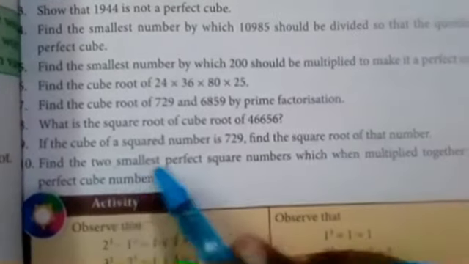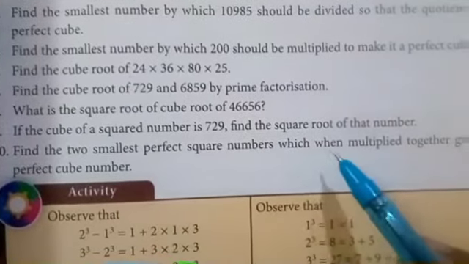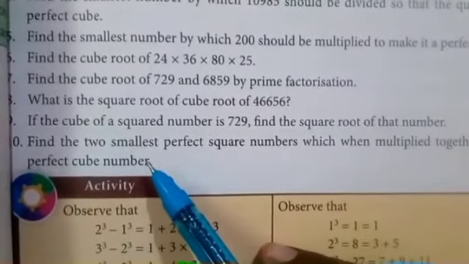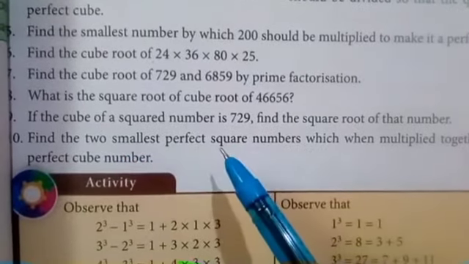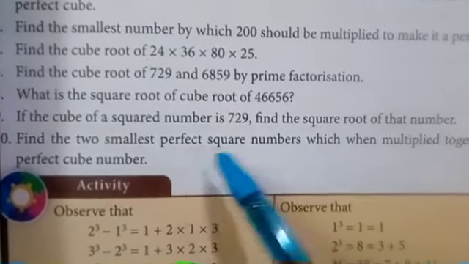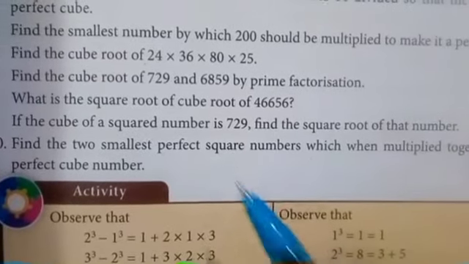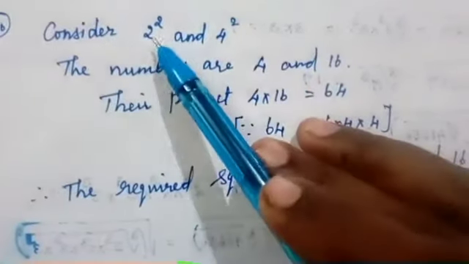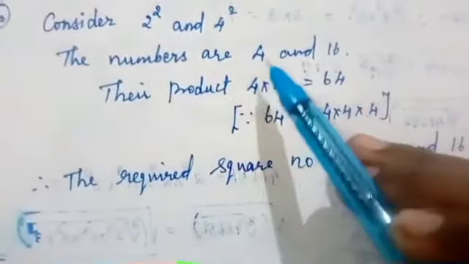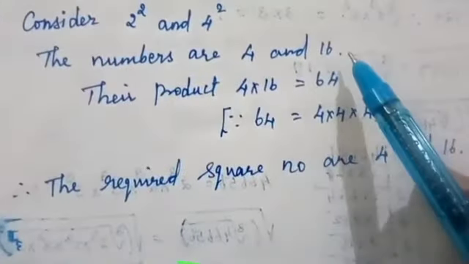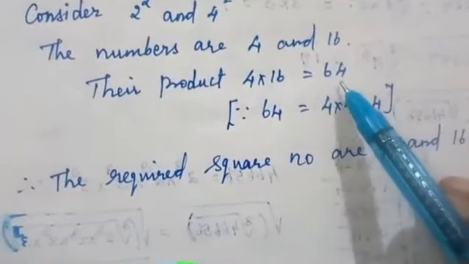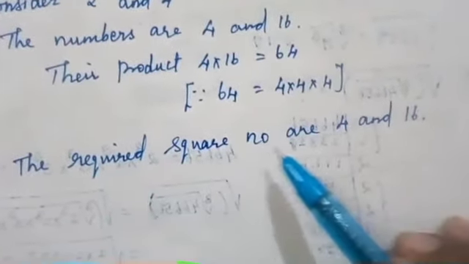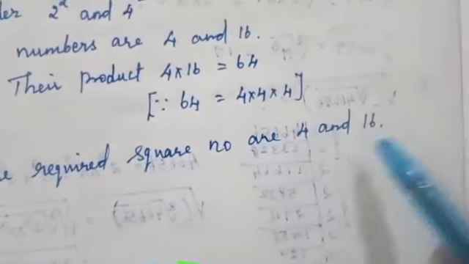10th question: find the two smallest perfect square numbers which when multiplied together give a perfect cube number. We have to find the smallest perfect square numbers which, when multiplied, become a cubic number. We consider 2 square and 4 square, 2 into 2 and 4 into 4. The numbers are 2 square, value 4, and 4 square, value 16. Their product, 4 into 16, is 64. 64 is a cubic number, 4 into 4 into 4. So the required square numbers are 4 and 16.